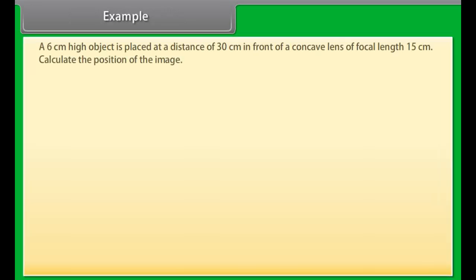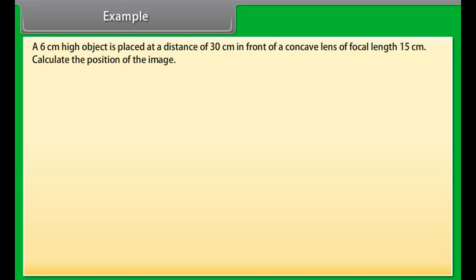Example. A 6 cm high object is placed at a distance of 30 cm in front of a concave lens of focal length 15 cm. Calculate the position of the image. Solution. Given U is equal to minus 30 centimeters, F is equal to minus 15 centimeters.